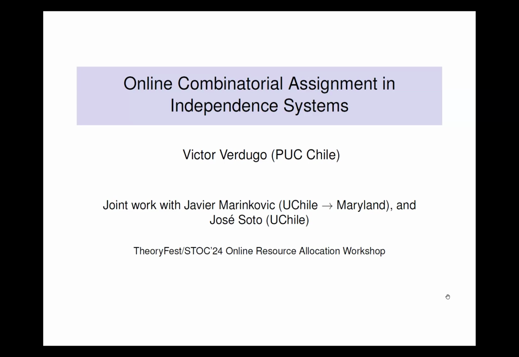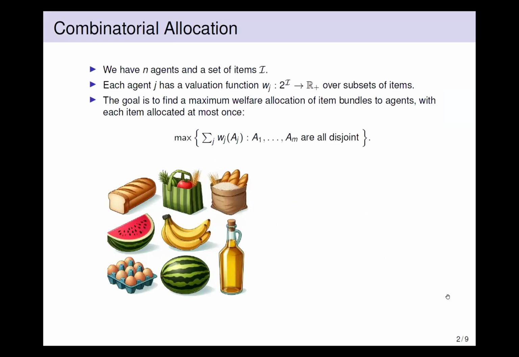So, all right, let me start with a brief recap of the combinatorial allocation problem. This is essentially what Andres showed yesterday. I will have n agents and a set of items, which we call I. Each agent will have a valuation function, w_j, defined over subsets of items, and it will take positive values. The goal is to find the maximum welfare allocation of item bundles.